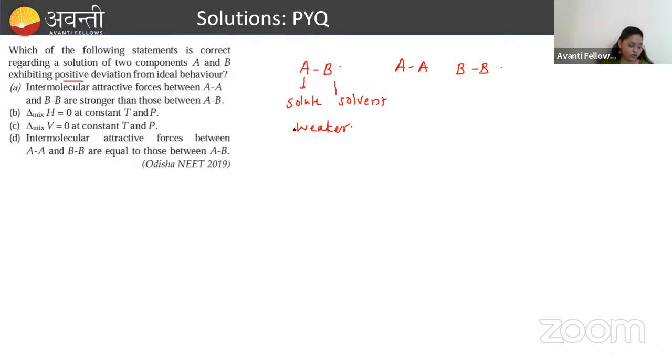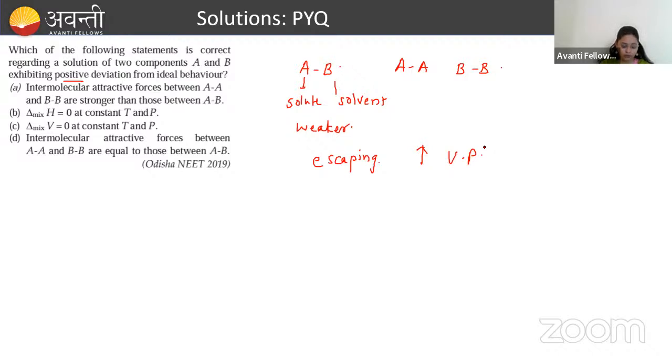So in such a solution, molecules of A or B will find it easier to escape than in the pure state. So their escaping tendency is maximum. This will increase the vapor pressure, and that's why it will result in positive deviation.